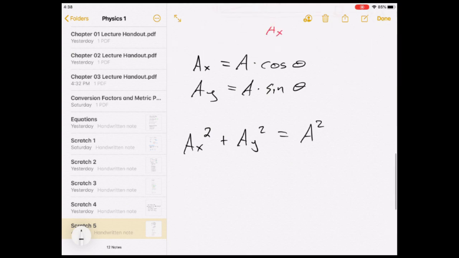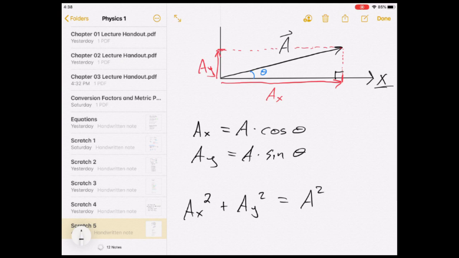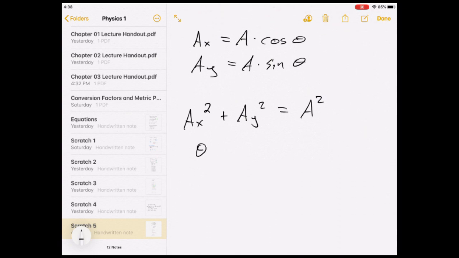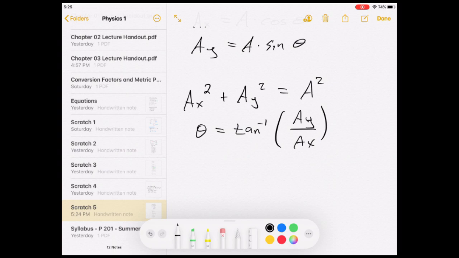The other thing I can say is if I knew ax and ay, this is the opposite, and this is the adjacent, that's a tangent. So I could say theta is the arctangent of ay over ax. Okay, that's pretty useful. So let's see how this affects vector addition.